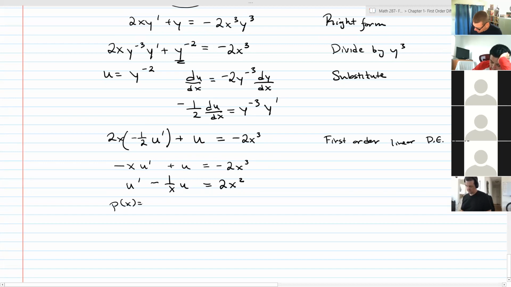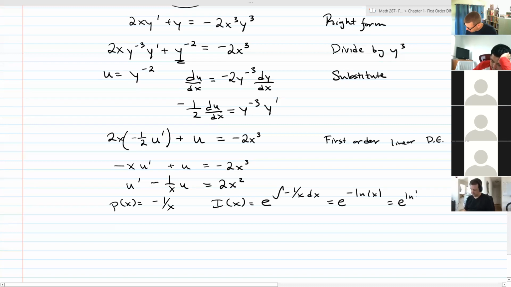P of x is going to equal -1 over x. I of x is then going to equal e to the integral of -1 over x dx, which equals e to the negative natural log of x, which equals e to the natural log of x to the -1, which equals x to the -1.